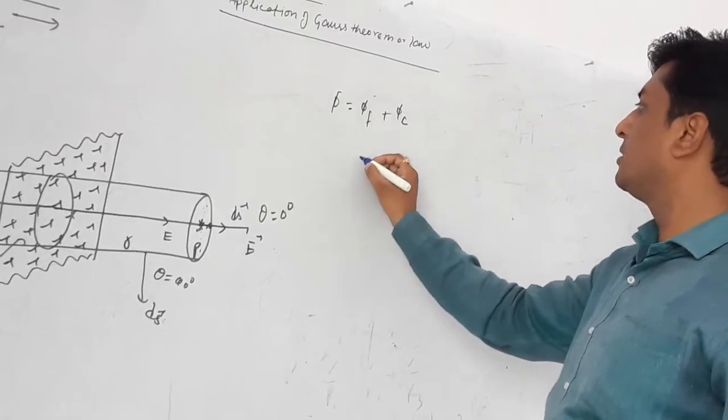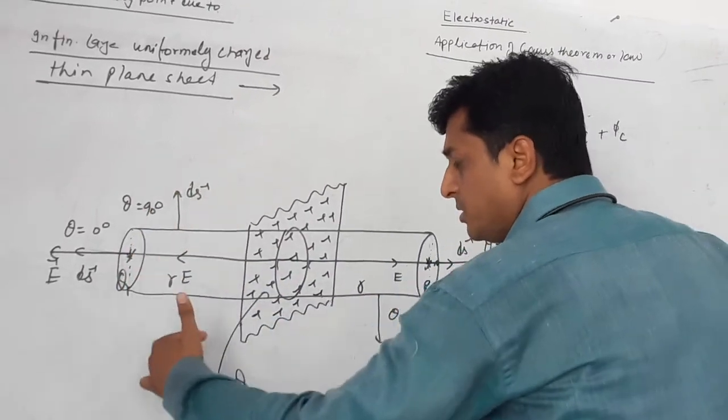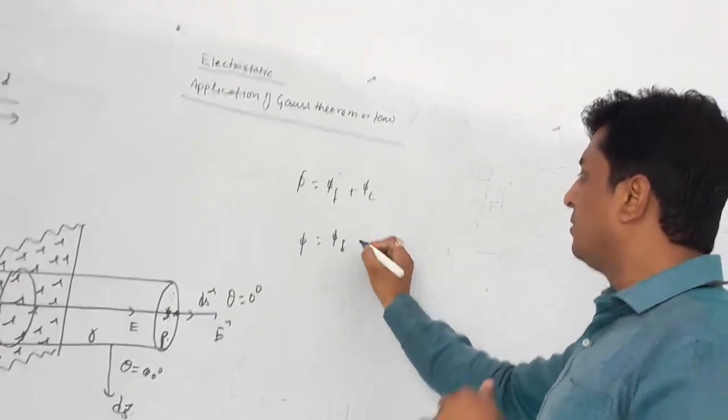Flat plus curved. Flat plus curved means what? For the curved surface, total flux will be 0. Why? Because theta is 90. So whatever flux you get, that is because of the flat surface.